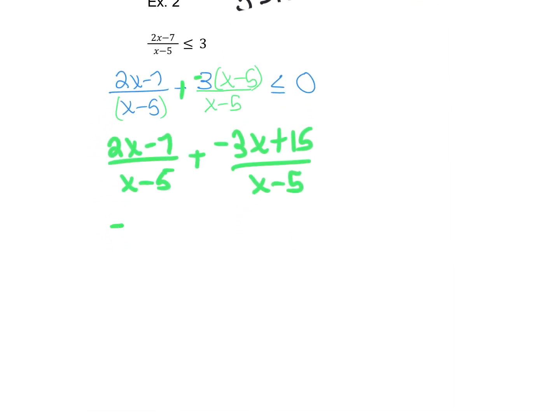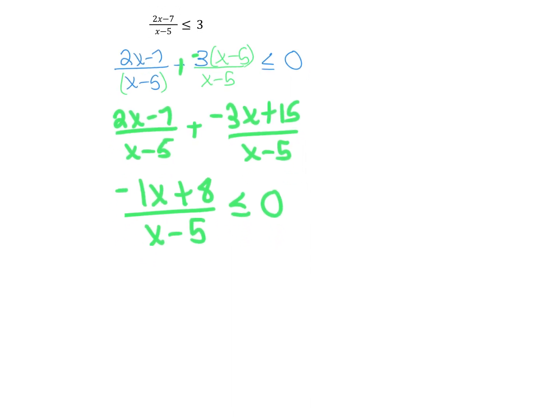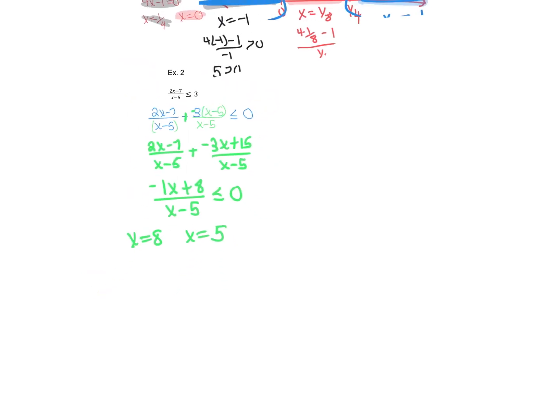We would have (negative 1x plus 8) over (x minus 5) is less than or equal to 0, which means our critical points: my numerator, if I set that equal to 0, is going to be x equals 8, and my denominator is going to be x equals 5. Okay, so draw your number line. Here's 5, here is 8.